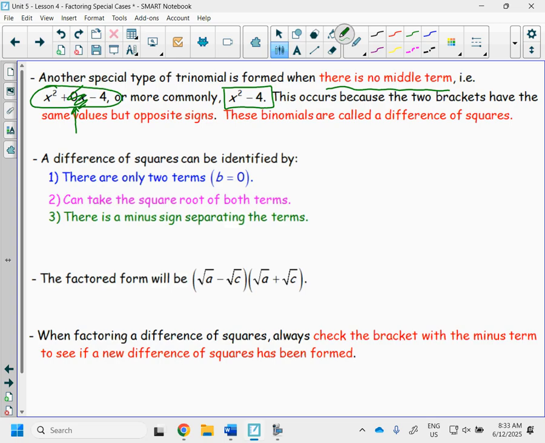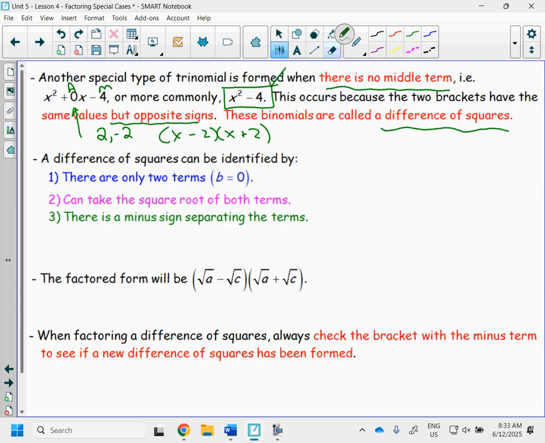When we do this, if we think about it, back to the trinomial idea, and again, they're all just trinomials, what multiplies to -4 and adds to 0? Well, the numbers are 2 and -2, because they have to cancel each other out to make the 0 in the middle, which means we end up with brackets that have the same terms, 2 and 2, they're going to have opposite signs. Okay, we call these binomials, binomial because there's actually only 2 terms, a difference of squares.